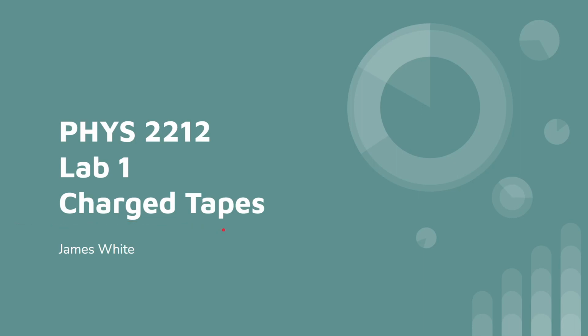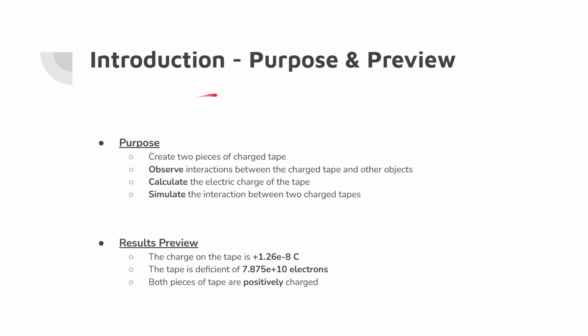Welcome to Lab 1 of Physics 2212, Charged Tapes. So a little introduction here. Our purpose was to create two pieces of charged tape. We wanted to observe the interactions between the charged tape and other objects, calculate the electric charge of the tape, and simulate this using VPython. So a little results preview. We got that the charge on the tape is positive, and that means both tapes are deficient in electrons.